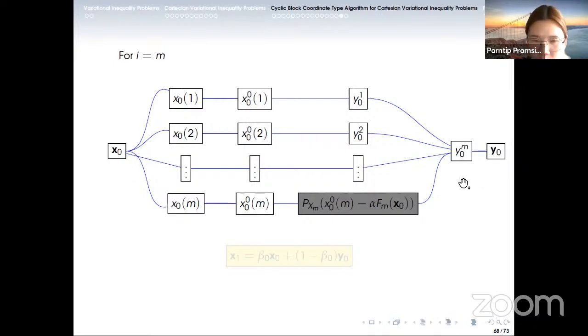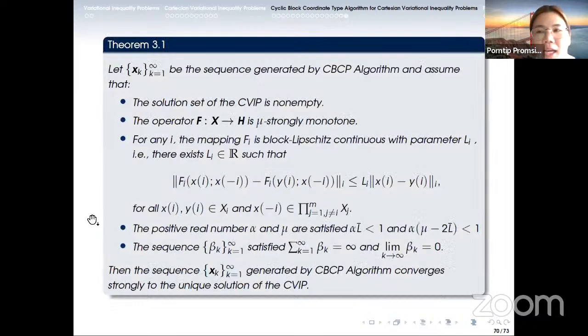We set y0,m as y0, and then we obtain x1 as beta 0 x0 plus (1 minus beta 0) y0, like this. So now we have the convergence results for our proposed algorithm. Let x_k be a sequence generated by our proposed algorithm, the cyclic block coordinate projection type algorithm, and we assume that the solution set of the Cartesian variational inequality problem is non-empty, the operator F is eta-strongly monotone, and Fi is block Lipschitz continuous, and the sequences beta_k and alpha_k satisfy two conditions. Then the sequence x_k generated by our proposed algorithm converges strongly to the unique solution of the Cartesian variational inequality problem.